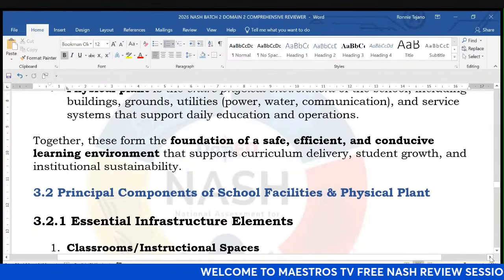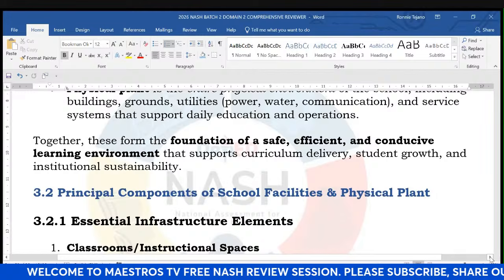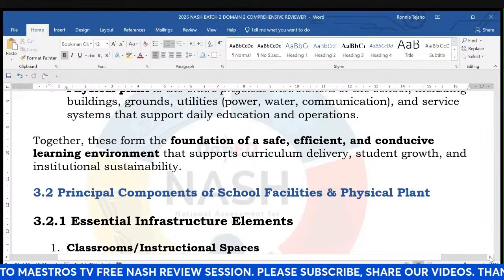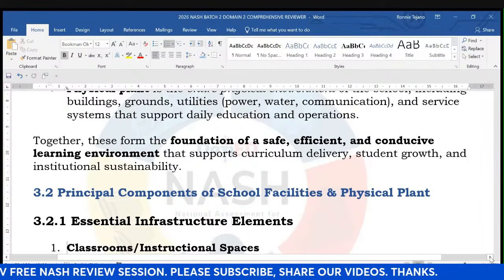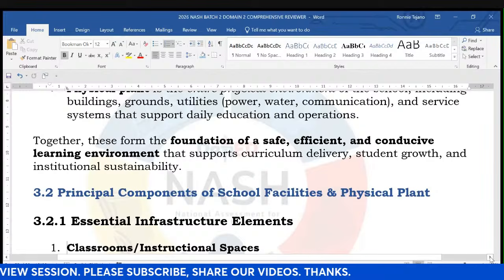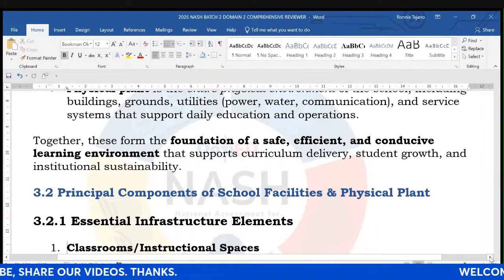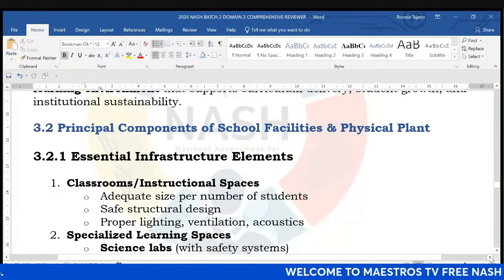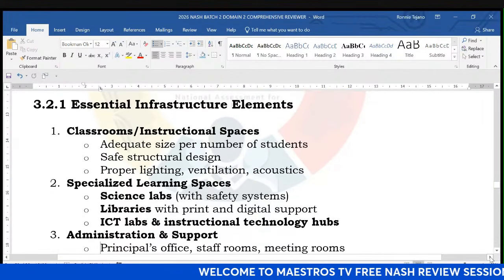Together, these form the foundations of a safe, efficient, and conducive learning environment that supports the curriculum delivery, student growth, and institutional sustainability. Okay, what are the components of school facilities and plant? These are the essentials again, no?